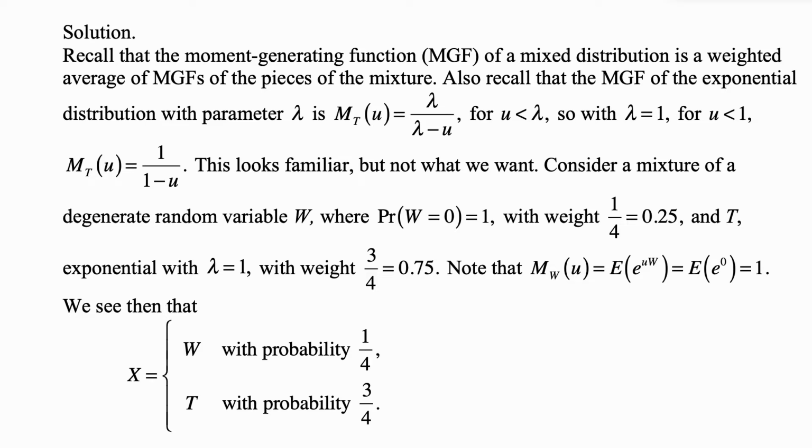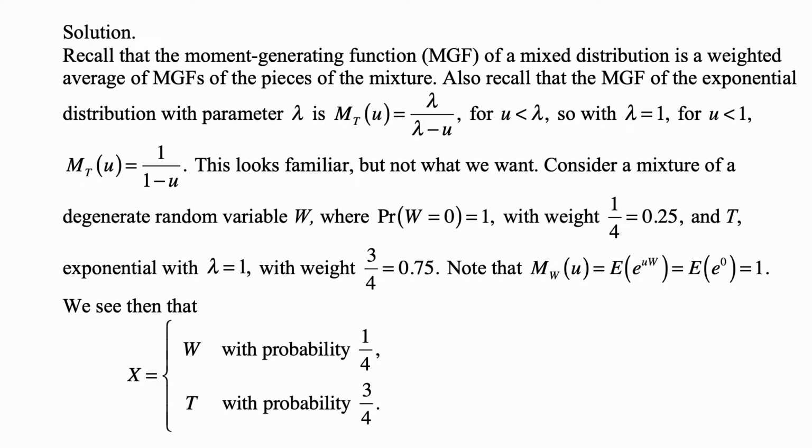Consider a mixture of a degenerate random variable W, where the probability of W equal to 0 is 1, so it's a point mass with probability 1 at 0, with weight 1/4, which is 0.25, and T exponential with lambda equal to 1, with weight 3/4. Note that M sub W of u is equal to the expected value of e to the uW, so it's the expected value of e to the 0, so it's 1. So that degenerate random variable has MGF equal to 1.